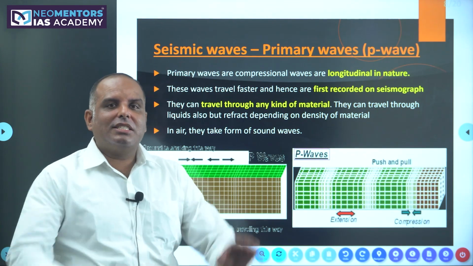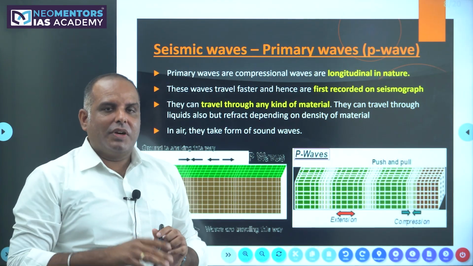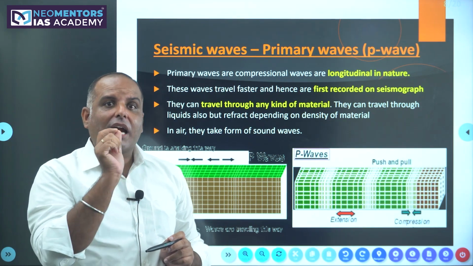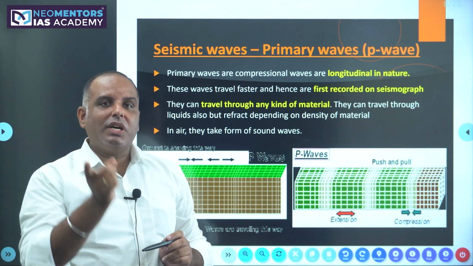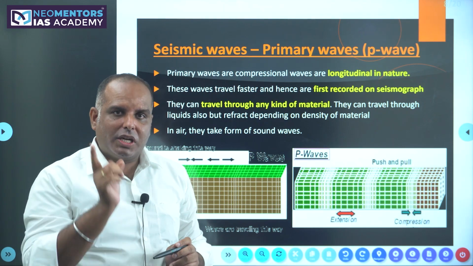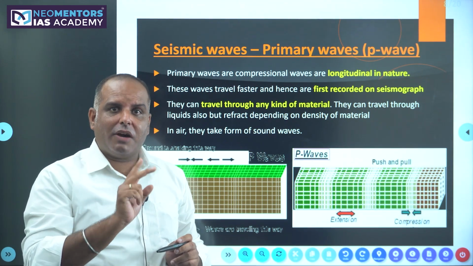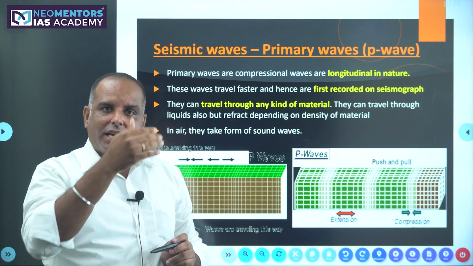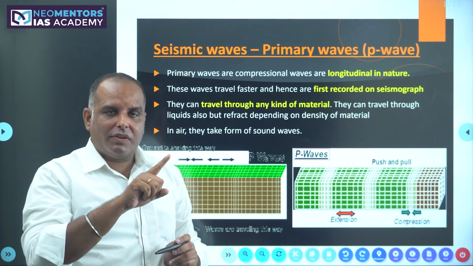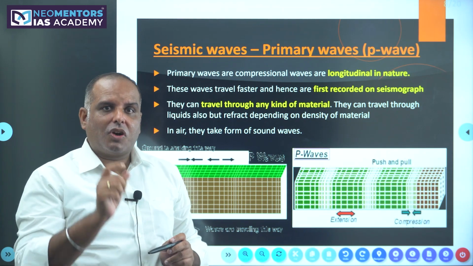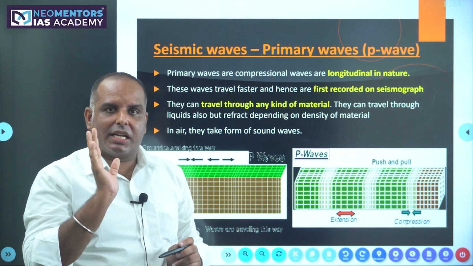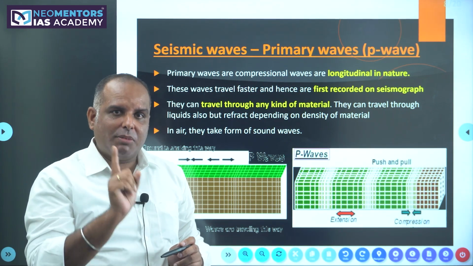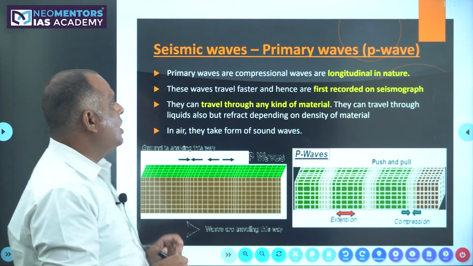Now, let's discuss body waves. We discussed longitudinal and transverse waves, which are categories of waves. But when we discussed seismic waves, we talked about two different broad categories, which are body waves and surface waves. In the body waves, there are two different kinds, which are called primary waves and secondary waves. Two different types of body waves, primary and secondary.